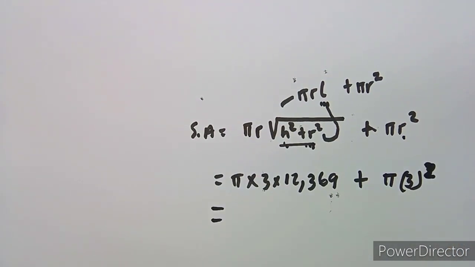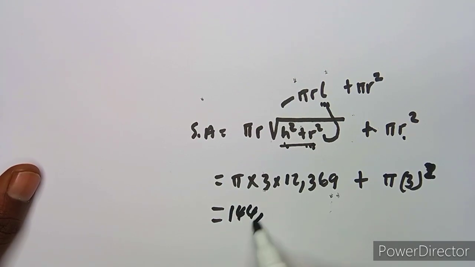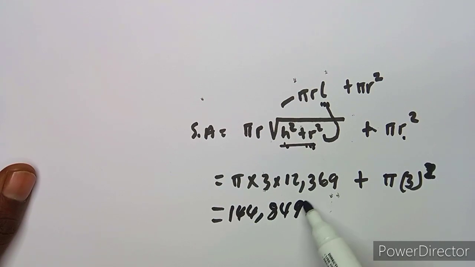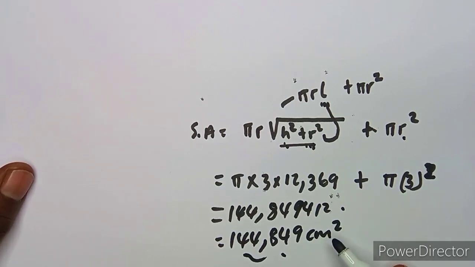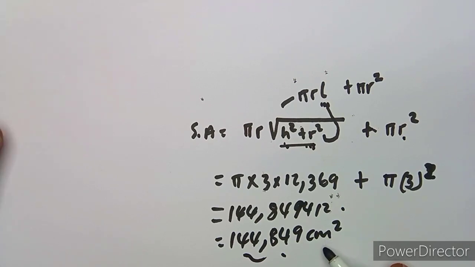So it's now a matter of you guys and your calculator to simplify properly, but we are going to obtain something like 144,849, and this is actually square centimeters, because area, guys, is measured in square centimeters. All right.